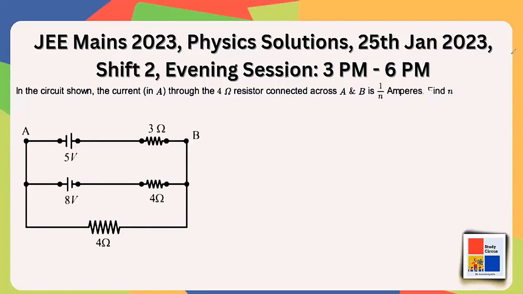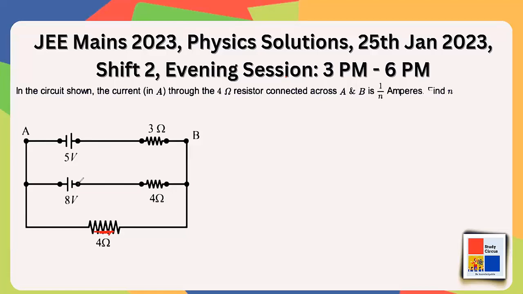This question says that in this circuit, the current through the 4 ohm resistor connected across AB is 1 upon n amperes. So we have to find n. That means basically we have to find the current through this 4 ohm resistor. So what we can do is try to assign potentials for a few points and then find the current. I'll start with any one point.